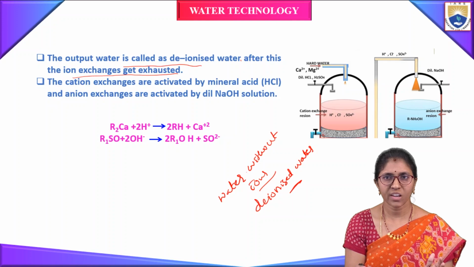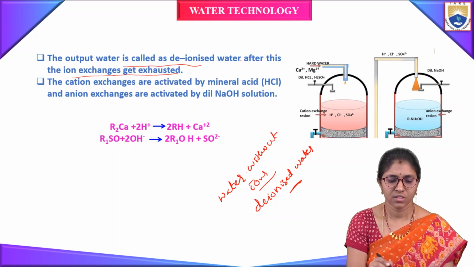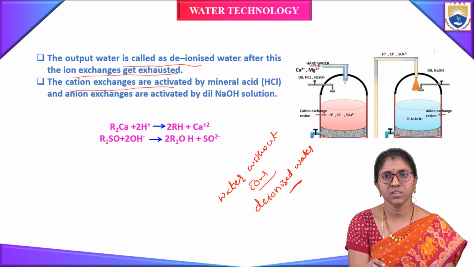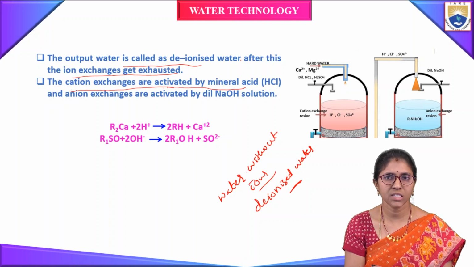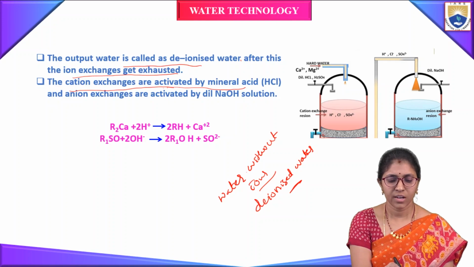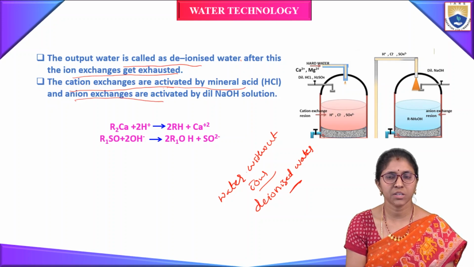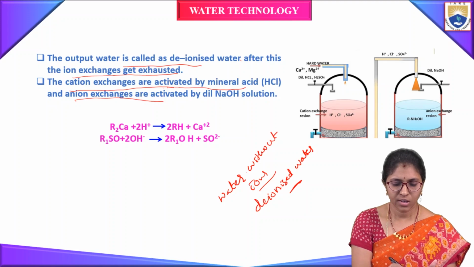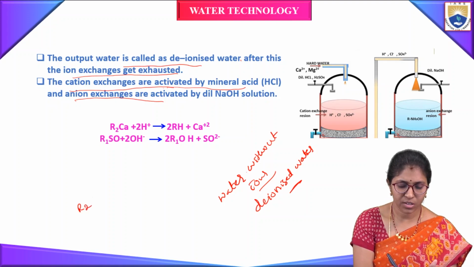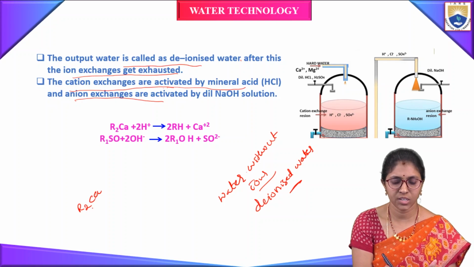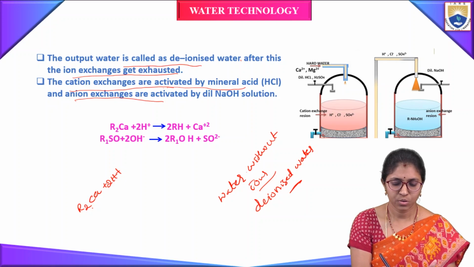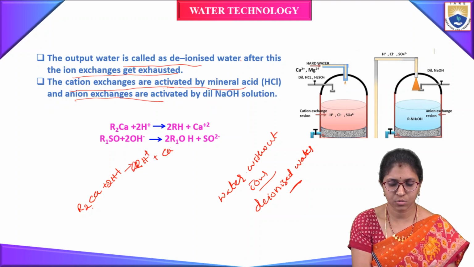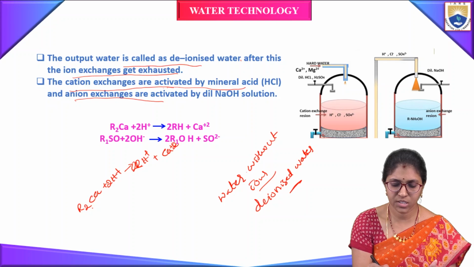So how do we activate the ion exchange resins? The cation exchangers are activated by mineral acids, and anion exchangers are activated by dilute NaOH solution. Here, after treating with water, we got R2Ca. This is treated with dilute HCl to activate the resin. So again we will get RH plus and Ca plus 2.